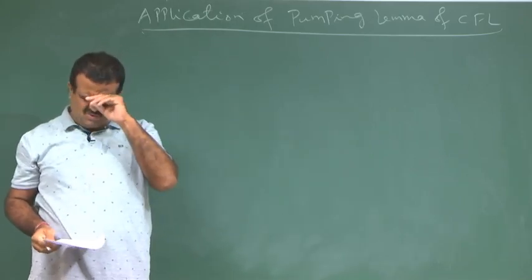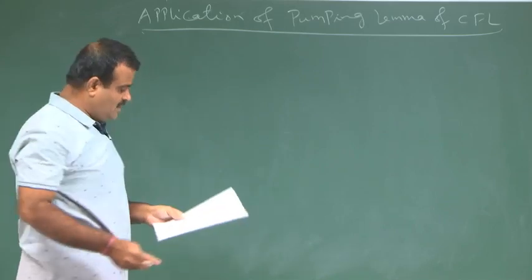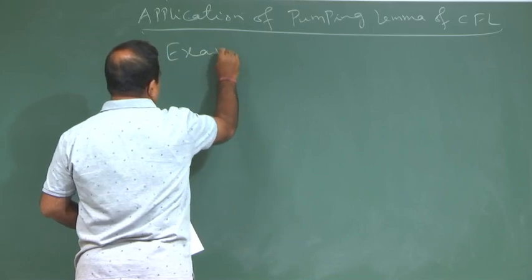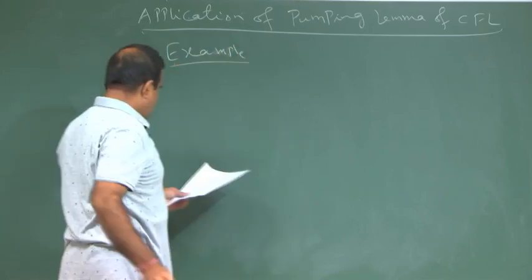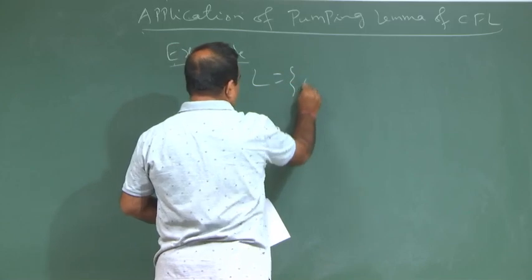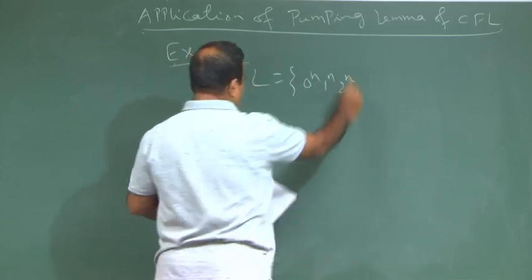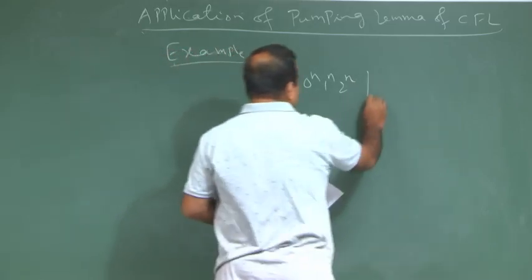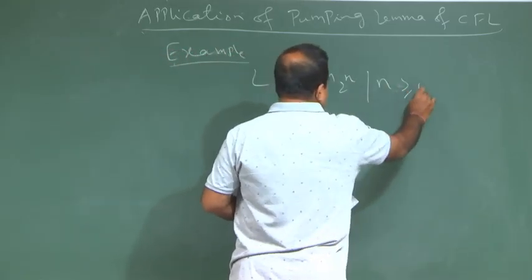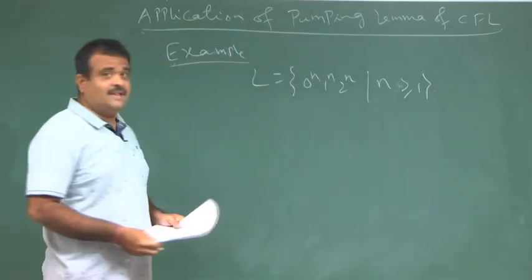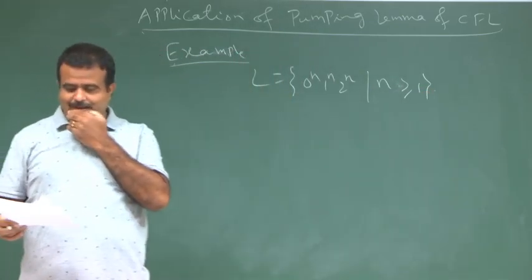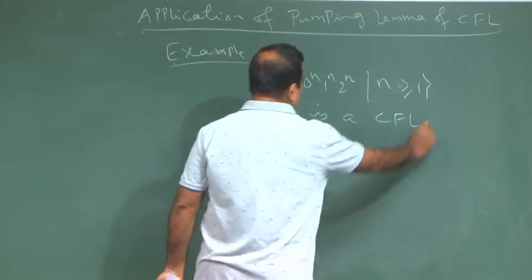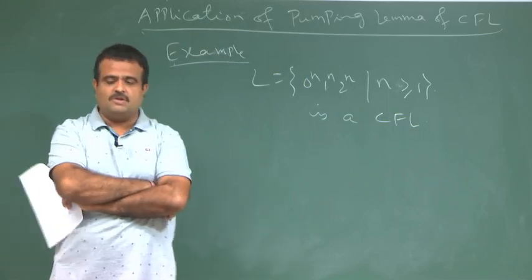So, we will check whether certain languages are CFL or not. For example, if you take a language like 0 to the power n, 1 to the power n, 2 to the power n, or a to the power n, b to the power n, c to the power n, where n is greater than 1. Is this a CFL? No, this is not a CFL. But we have to prove that. So, to prove that we will use the pumping lemma.